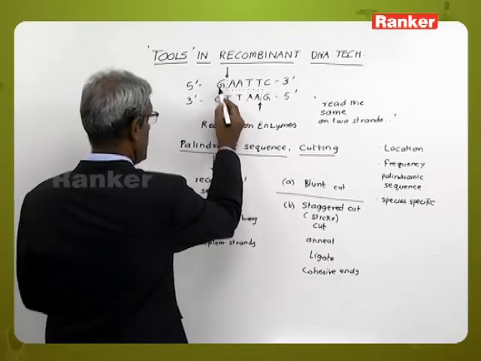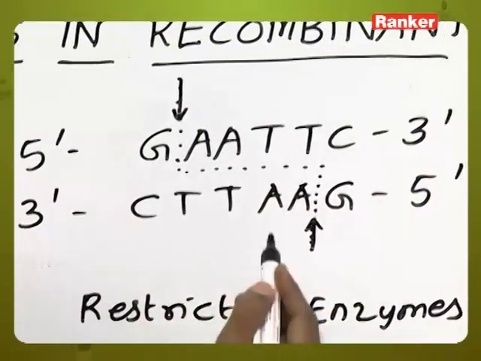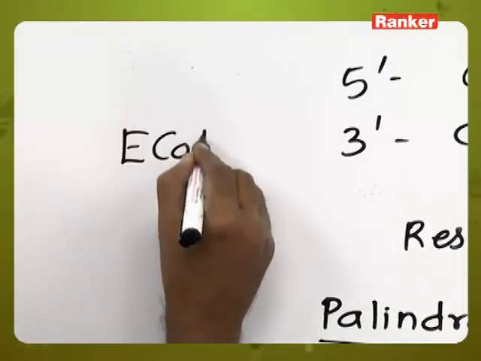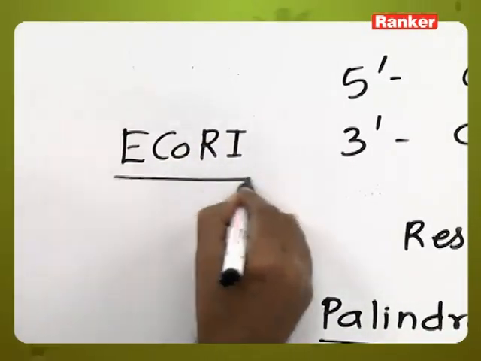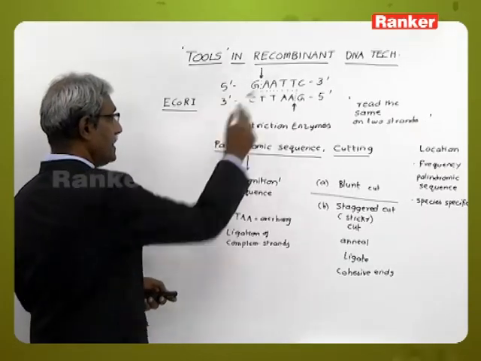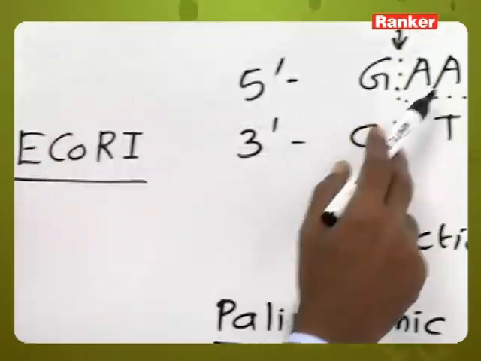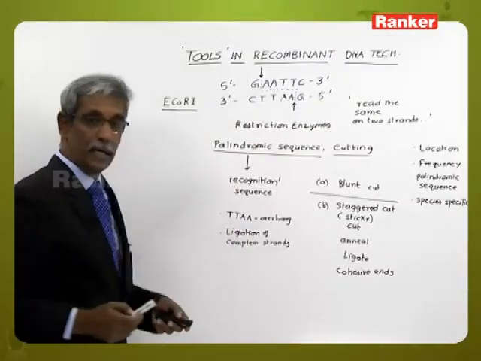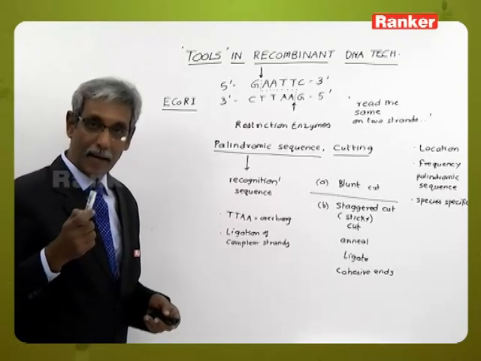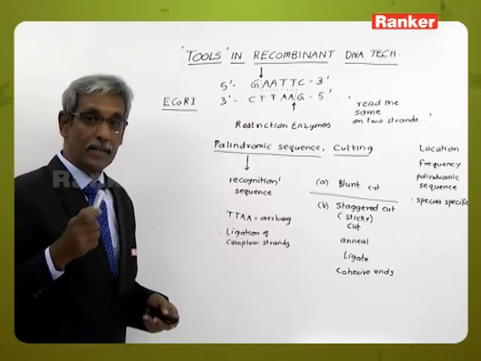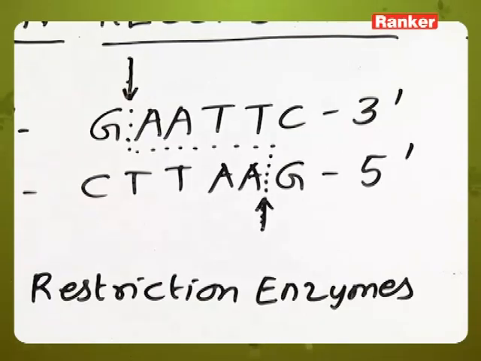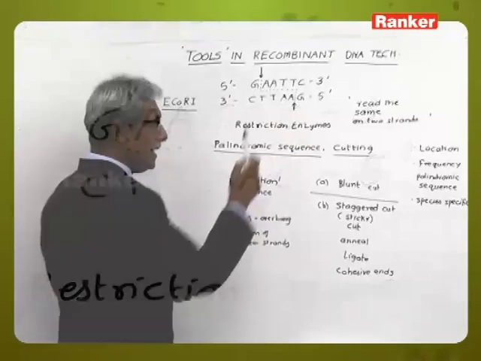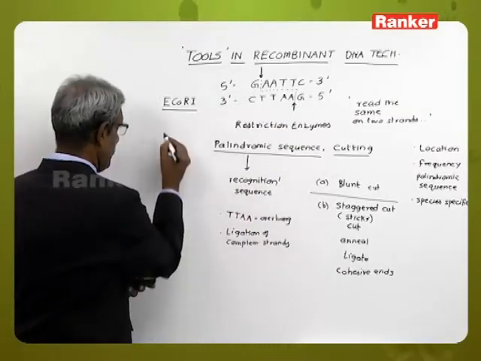Like if you take the sequence GAATTC, and we have a restriction enzyme called EcoRI. EcoRI recognizes the palindromic sequence of GAATTC and its complement, CTTAAG. Number one, it recognizes the palindromic sequence. Next, it recognizes what sort of a sequence? It recognizes a 6-cutter sequence. Remember, GAATTC is termed a 6-cutter.